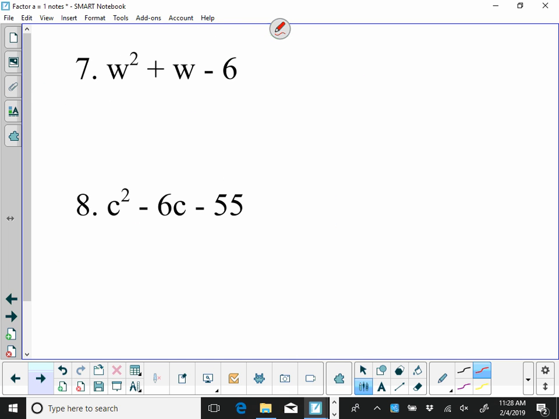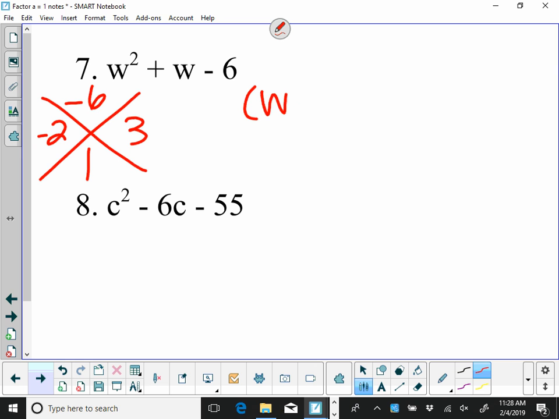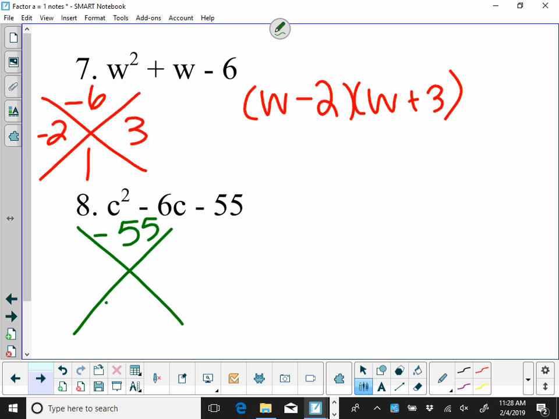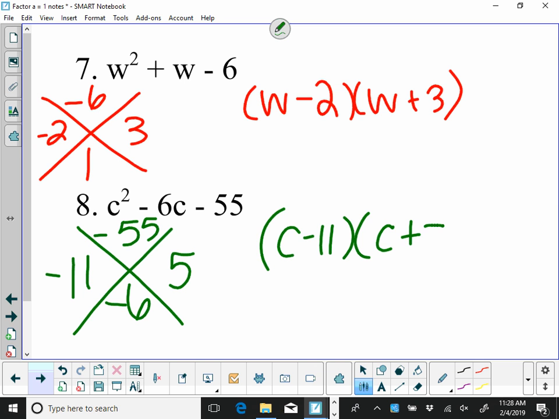All right, number 7, what was your top number? Negative 6, bottom was 1, two sides? Negative 2 and 3. Okay, so that's going to give you W minus 2 and W plus 3. And again, you can have W plus 3 first and then W minus 2. All right, and then for number 8, top number? Bottom? Two sides. 11 and 5. And which one needs to be negative if the 6 is negative? The bigger one. Okay, so C minus 11 and C plus 5.